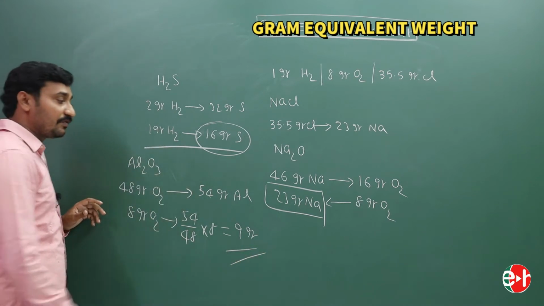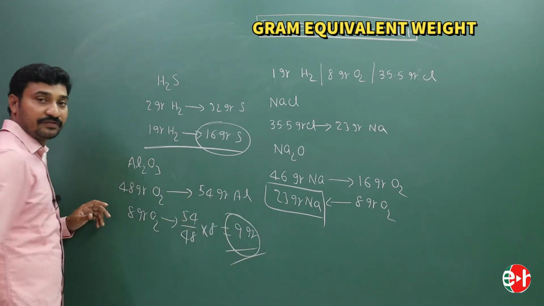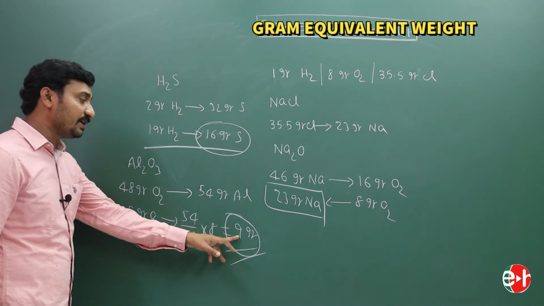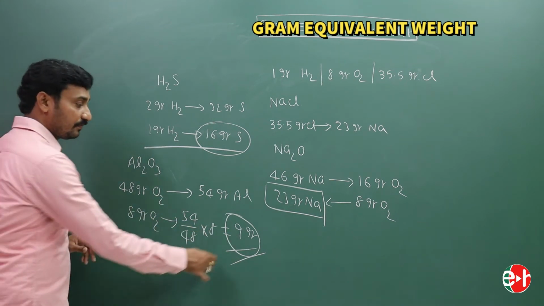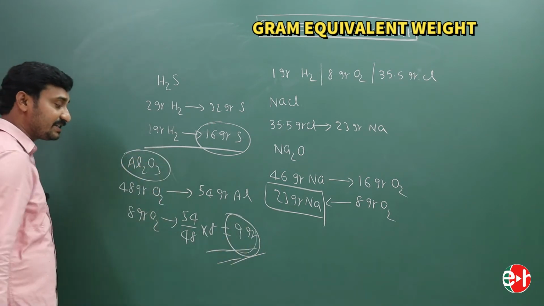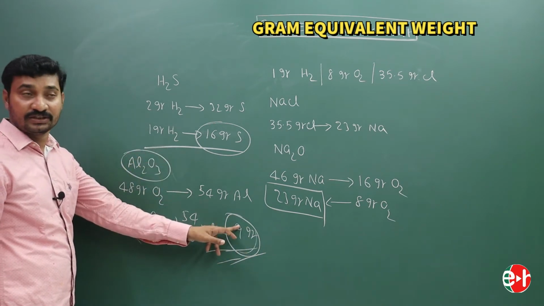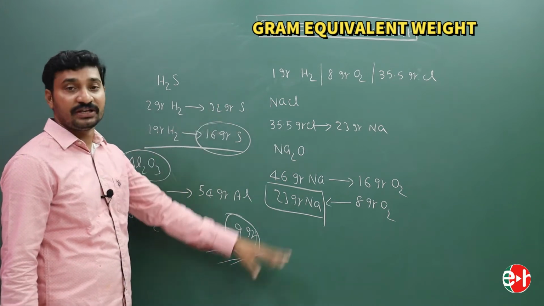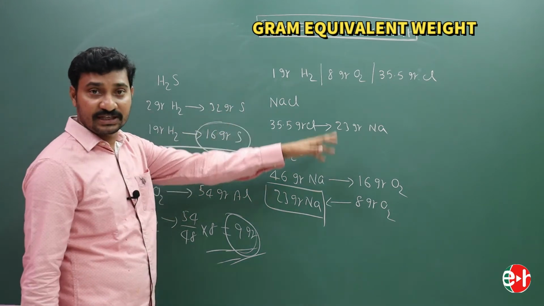So equivalent weight of aluminum here is 9, because the weight of the element that combines with 8 grams O2 is 9 grams. That's why the equivalent weight of aluminum in Al2O3 is 9. Got it? So like this we have to find gram equivalent weight. This is the basic information.